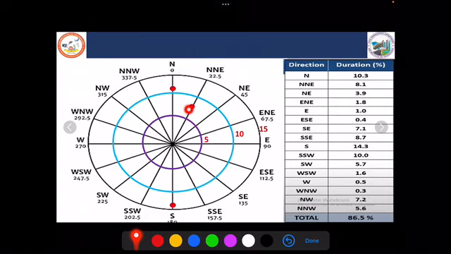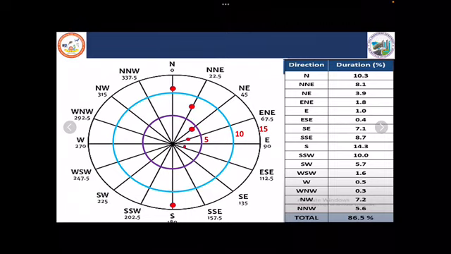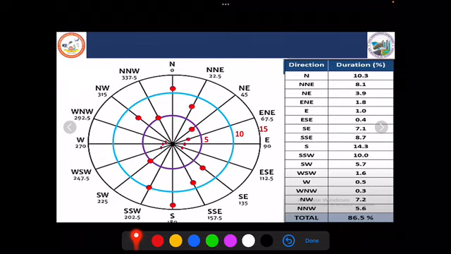So for north-northeast I have plotted at 8.1%. Next is northeast, 3.9, near to 4; along the northeast direction at 3.9 the mark is plotted. Similarly, along each and every direction you have to mark the duration of wind in each direction. Once all the points are marked, then each and every point on the windrose diagram must be connected with a straight line. Okay, just keep on connecting each and every point on the windrose diagram.